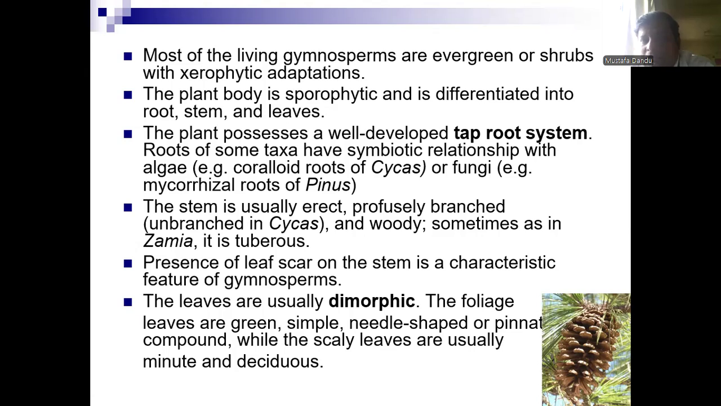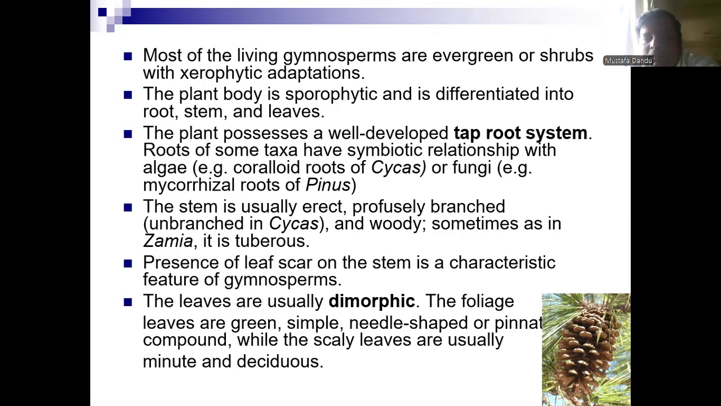Sometimes they show symbiotic relationship, like the coralloid roots found in the plant Cycas. They are an example of symbiotic relationship, and mycorrhizal roots of Pinus also show symbiotic relationship with fungi. The stems are usually erect, profusely branched, unbranched in Cycas, and woody. Sometimes, as in Zamia, they are tuberous. Presence of leaf scars on the stem is a characteristic feature of gymnosperms.